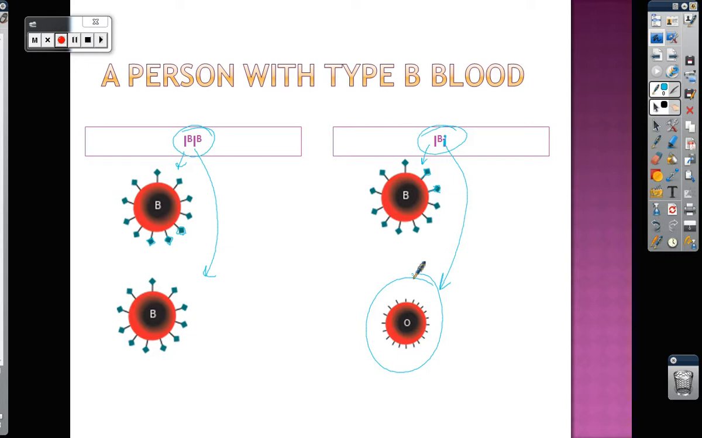Just like before, would a person with type B blood want to have antibodies that recognize B antigens? Obviously not, because then they would think their own blood is foreign and start attacking it. So a person with type B blood is going to have antibodies for type A.